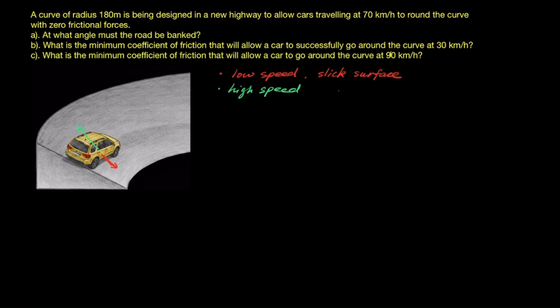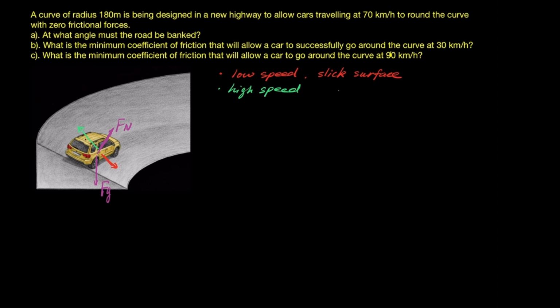So to begin our analysis, we always start with the free body diagram. To work on the free body diagram, both scenarios start the same. The car always experiences the gravitational force Fg acting downward, the normal force Fn acting perpendicular to the road surface, right?